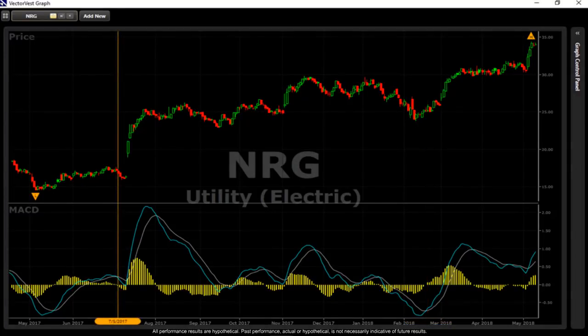So let's talk about the bearish signals now. So we know that when the MACD histogram bars go positive, that tells us to enter the trade. Okay?